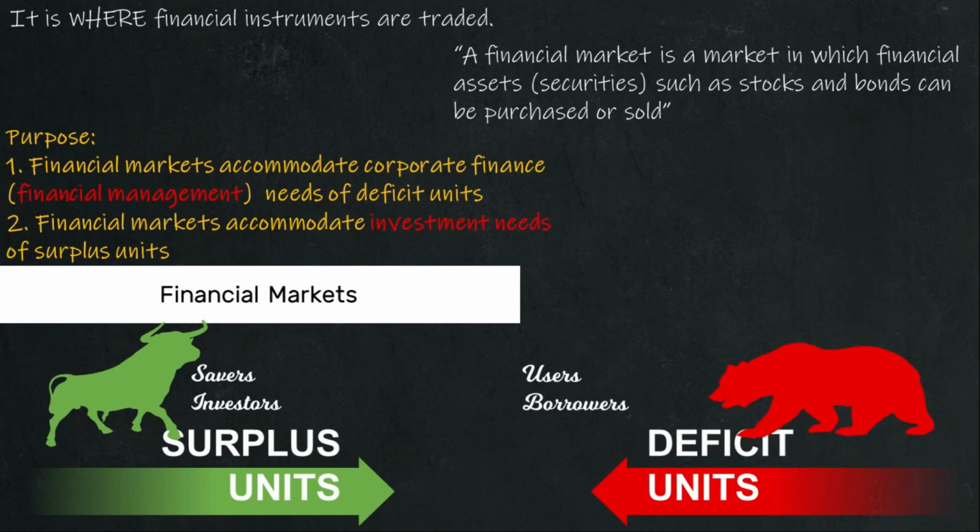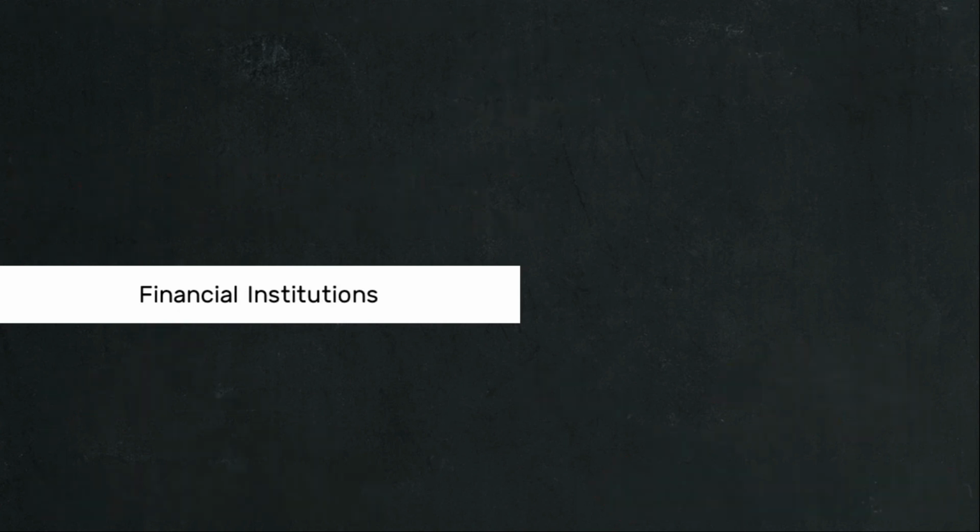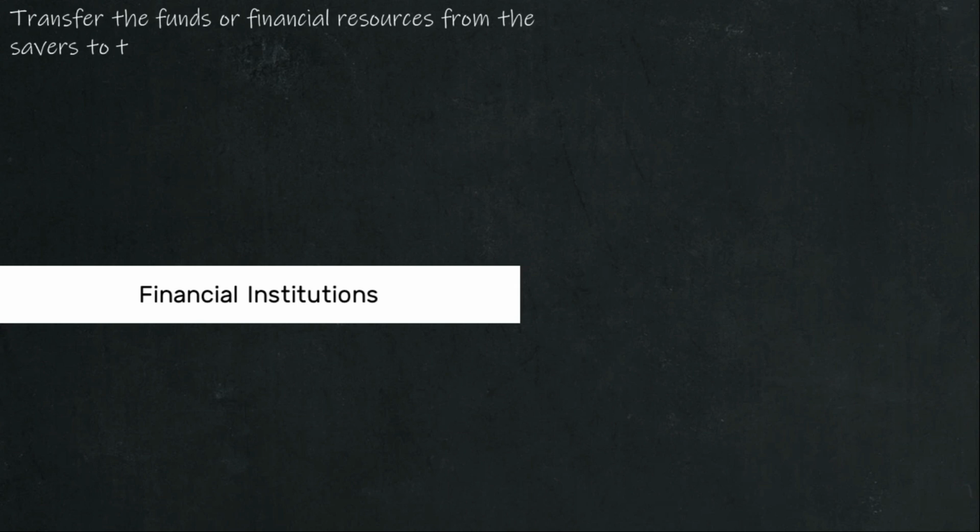Whereas deficit units talk about financial management, surplus units talk about investment management, which involves decisions on how funds will be invested. In short, financial markets provide the avenue for financial management decisions of deficit units and investment management decisions of surplus units. To complete our overview, we have what we call financial institutions. Financial institutions, sometimes called financial intermediaries, transfer the funds or financial resources from the savers to the borrowers.